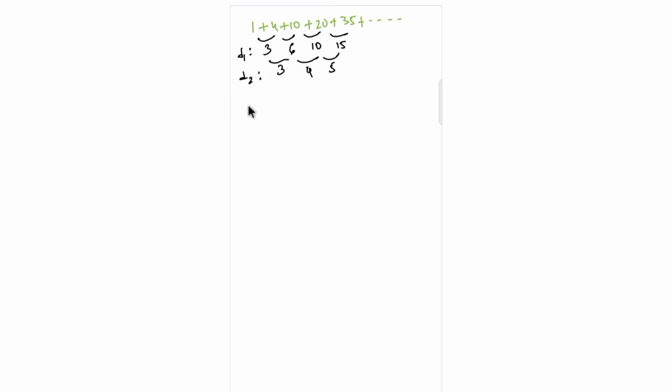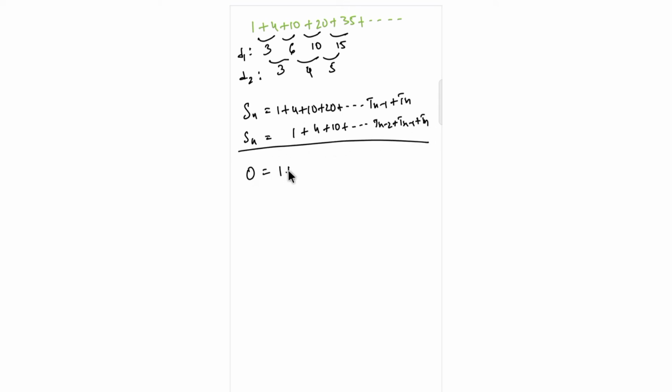So how do you do it? It's the same thing. Sn is 1 plus 4 plus 10 plus 20 plus so on, Tn minus 1 plus Tn. So here, again, Sn is, just shift these terms to the right, 1 plus 4 plus 10 plus so on, Tn minus 2 plus Tn minus 1 plus Tn. So you can just subtract them. You get 0, 1 plus 3 plus 6 plus 10 plus so on, Tn minus Tn minus 1 minus Tn. Now you can just shift this Tn over here. You get Tn to be 1 plus 3 plus 6 plus 10 plus so on, n terms.